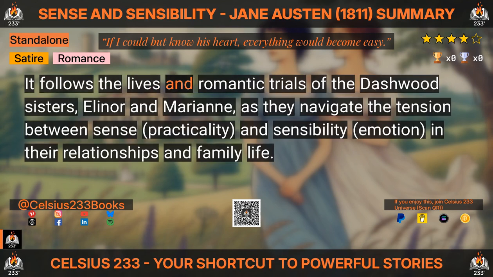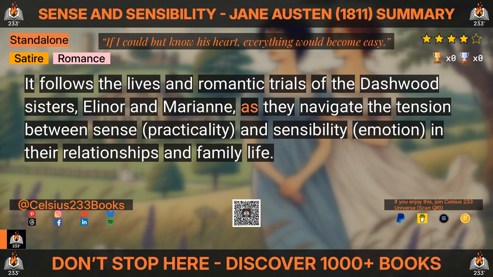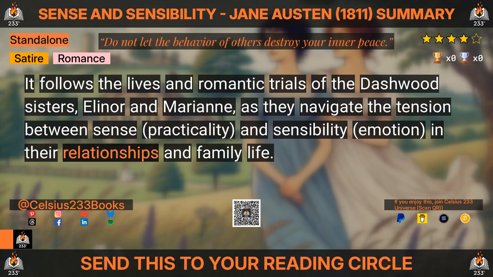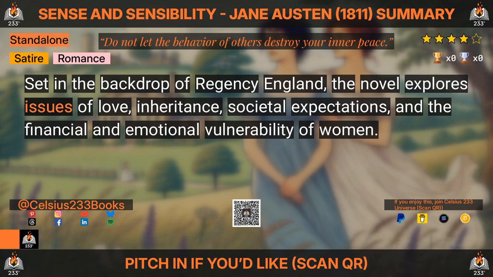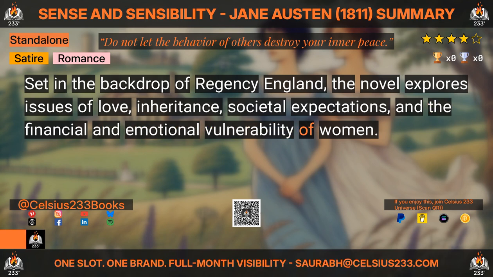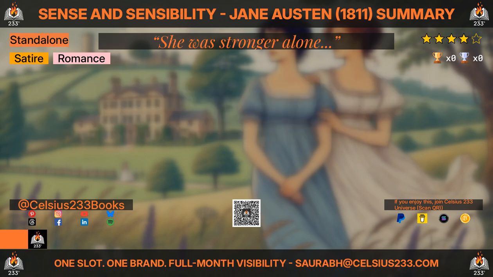It follows the lives and romantic trials of the Dashwood sisters, Elinor and Marianne, as they navigate the tension between sense, practicality, and sensibility, emotion, in their relationships and family life. Set in the backdrop of Regency England, the novel explores issues of love, inheritance, societal expectations, and the financial and emotional vulnerability of women. Plot summary.